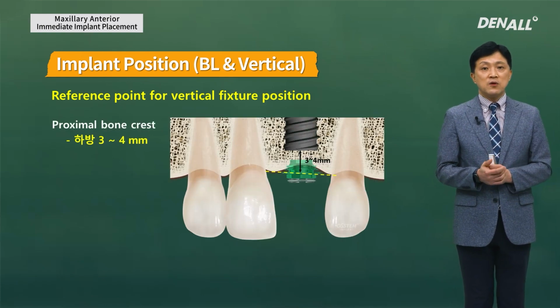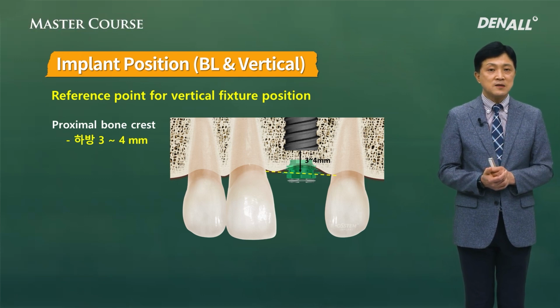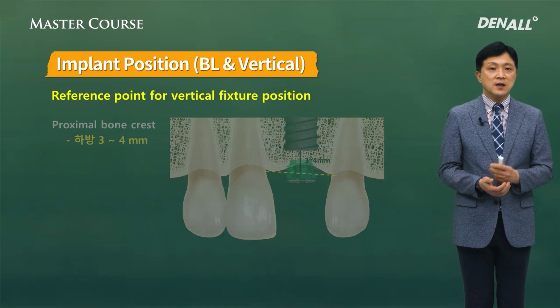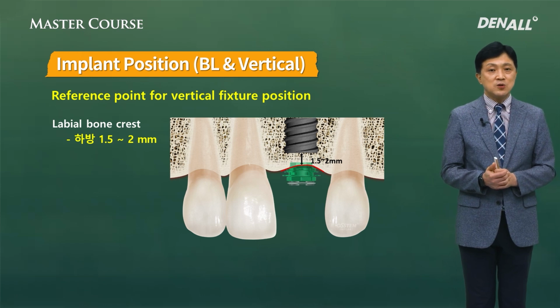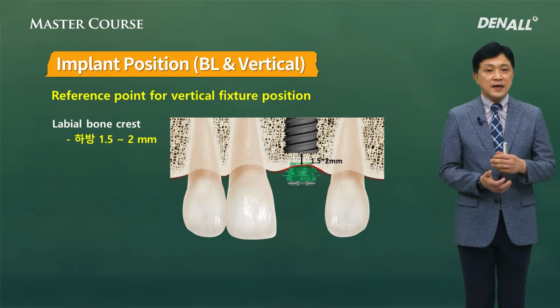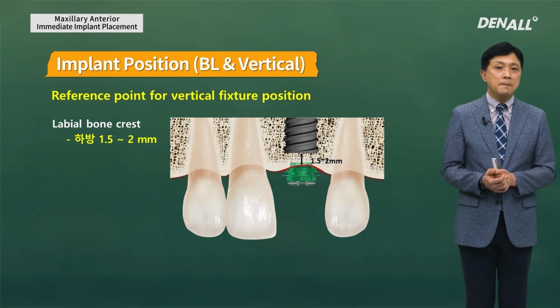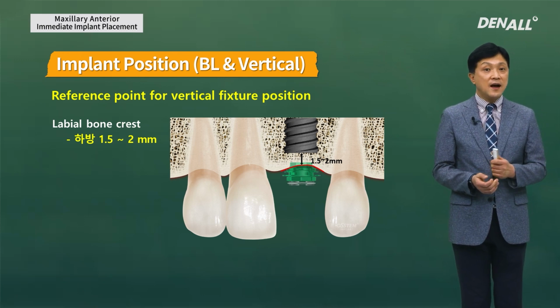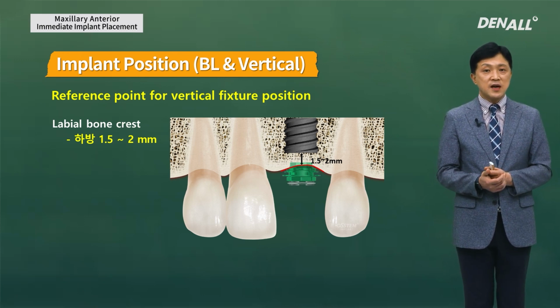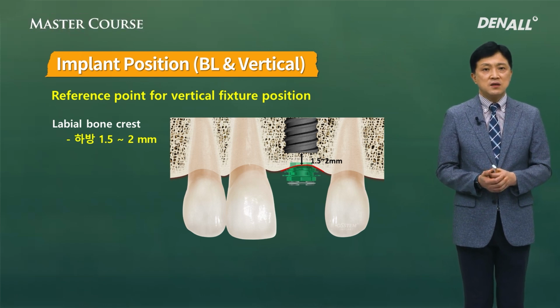Third, proximal bone crest can be the reference point. So an implant should be placed 3 to 4 millimeters below the top of the bone crest of an adjacent tooth. Lastly, labial bone crest, 1.5 to 2 millimeters below the bone. An implant needs to be placed. So these are the reference points for vertical implant positioning.